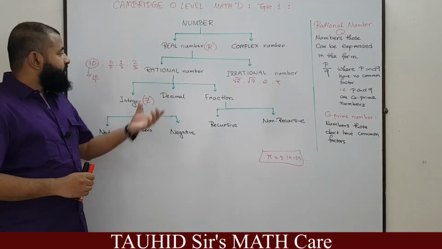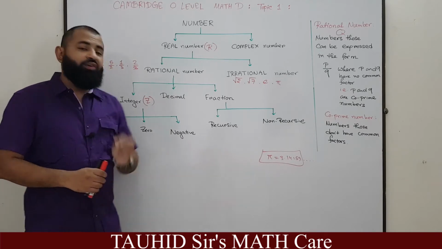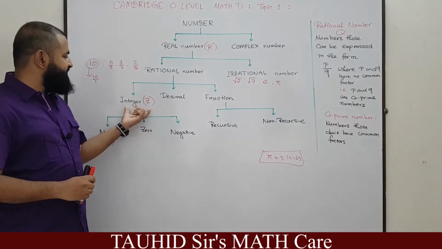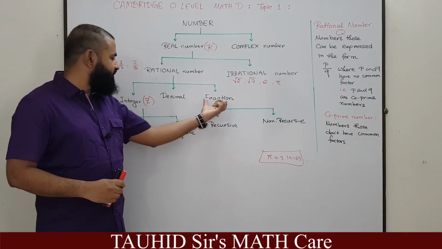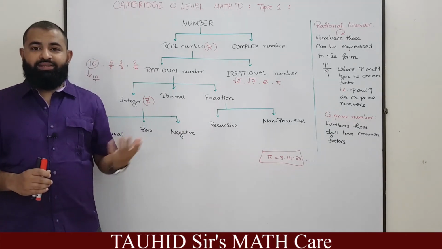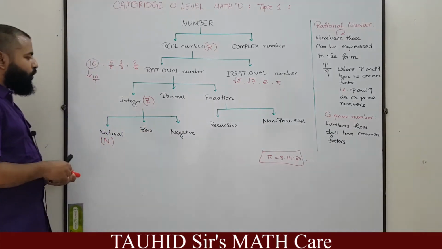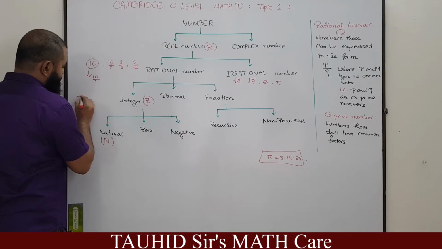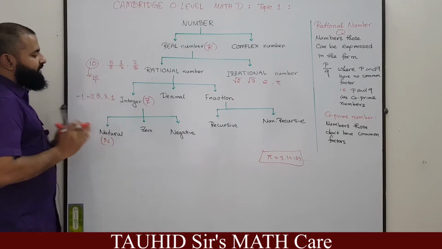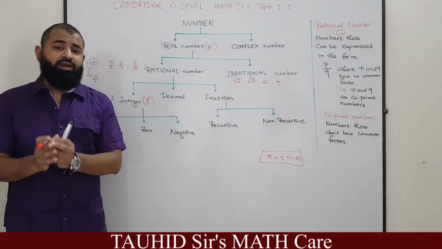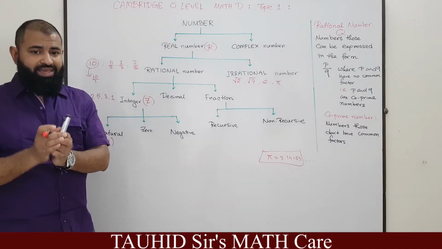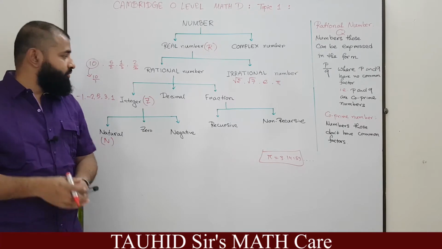Then we come to the types of rational number. We have three types of rational number: integers, decimal and fraction. So integers, you know, any whole numbers are integers. -1, -2, 5, 3, 1, these are integers. Integers are, in short, any whole numbers. This can be positive or negative.